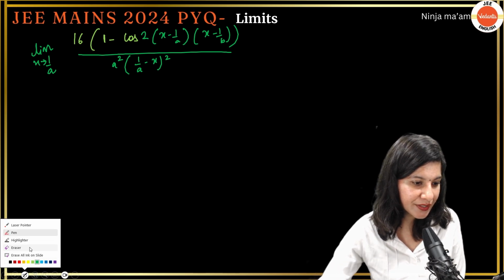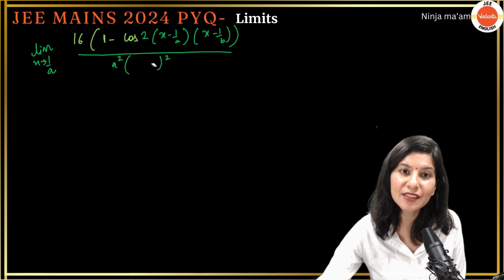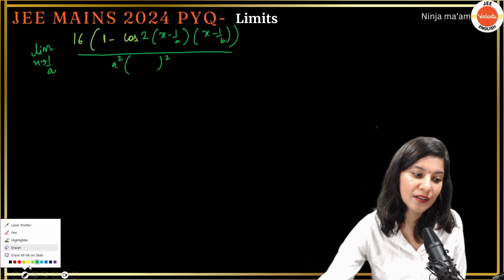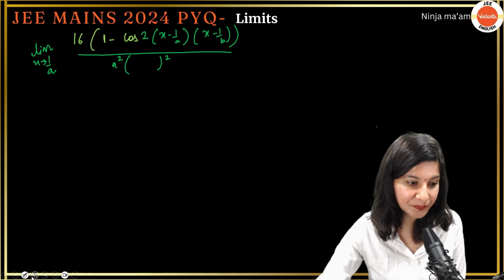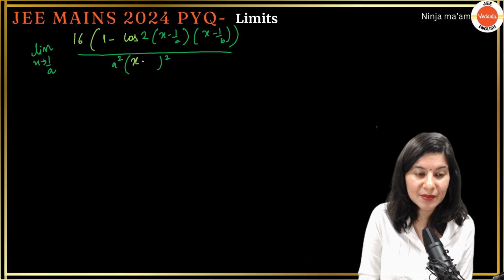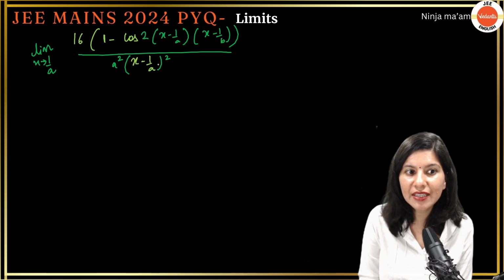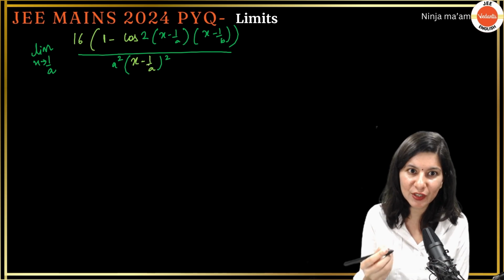Can I just write x minus 1 by a instead of 1 by a minus x? So x minus 1 by a. Anyway, there is a square over here. Why am I doing that? What is the agenda of this particular thing?